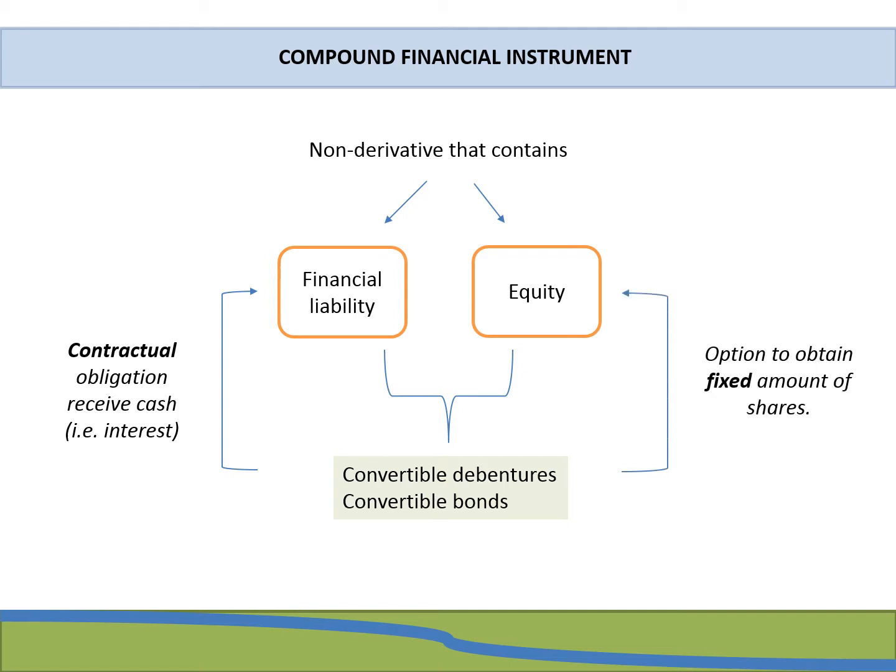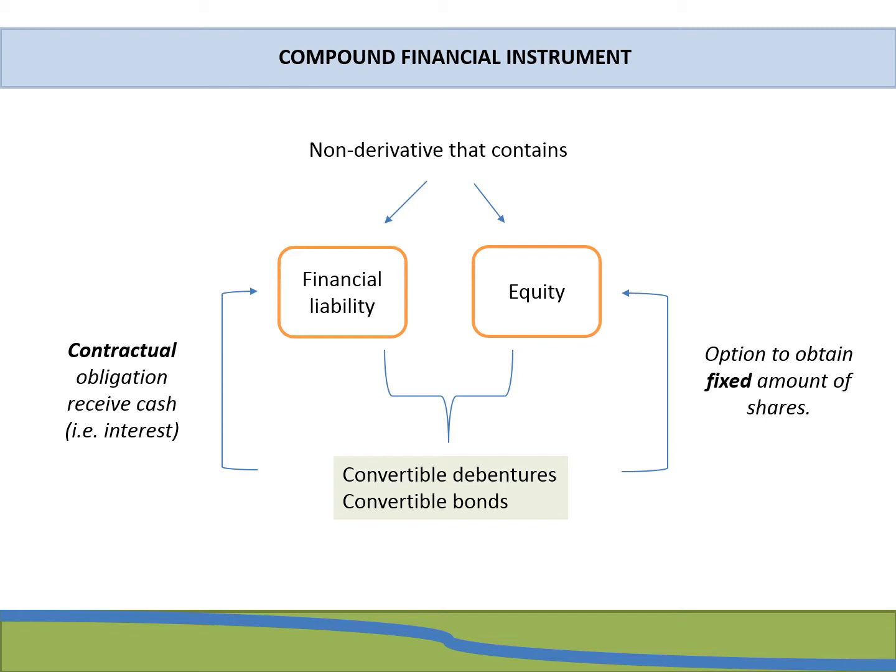So very important, if the debentures or bonds are convertible into a variable number of shares, they will not be compound financial instruments and they will only be financial liabilities. So the two requirements must be met for it to be a compound financial instrument, being that there is a contractual obligation to receive cash, as well as the option to obtain a fixed amount of shares.